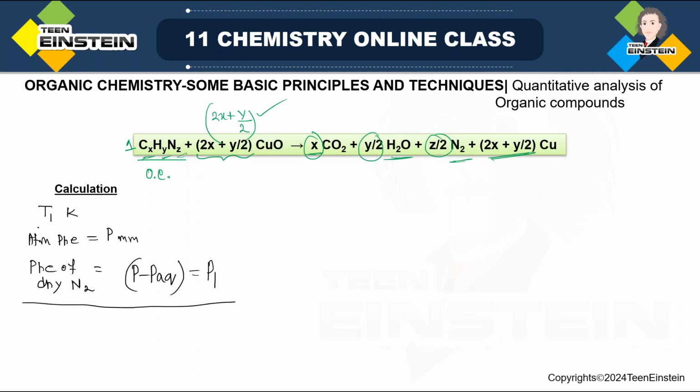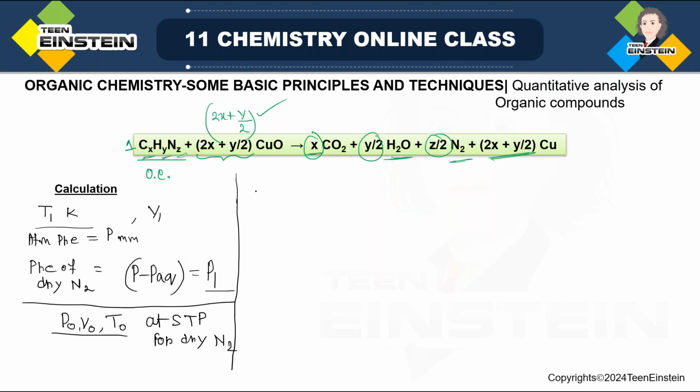So you now know T1, you know P1, and you also know V1, which is already recorded after the experiment. Now there will be 3 more, that is P0, V0 and T0. These 3 are basically the corresponding pressure, volume and temperature at STP for dry nitrogen. Remember, it must be dry nitrogen. There should not be any moisture present, otherwise there will be error in the calculation. Now we will use the equation P0 V0 by T0 is equal to P1 V1 divided by T1.